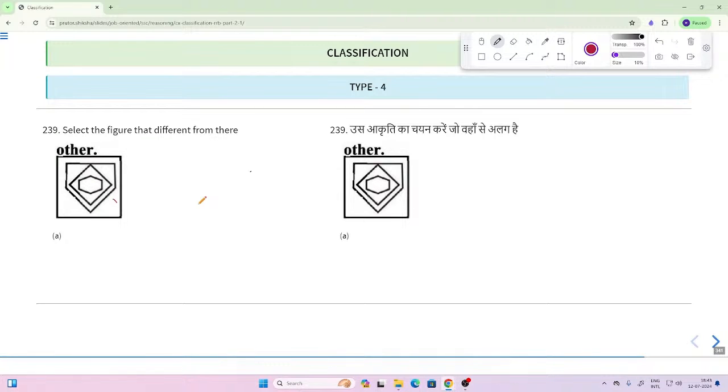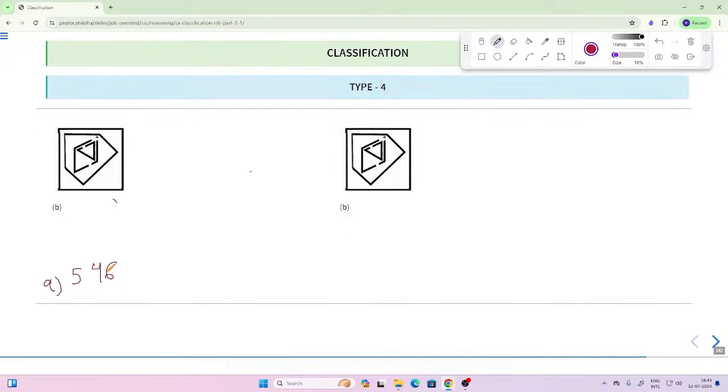Select the figure that is different from the other. So we have A, which consists of a 5-sided pentagon inside which we have a 4-sided square, inside which we have a 6-sided hexagon. Again, we have B, which consists of a 5-sided pentagon inside which we have a 4-sided diamond inside which we have a 3-sided triangle.